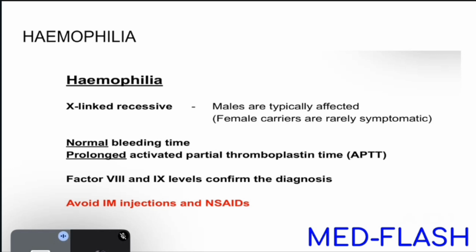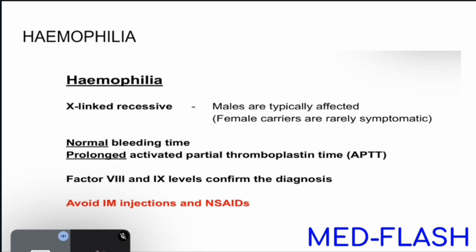So that's how they confuse you. So even I will be explaining how to differentiate between von Willebrand and hemophilia as well. Hemophilia has two types of disorders, factor 8 and factor 9 disorders, and these levels are confirmed by diagnosis.